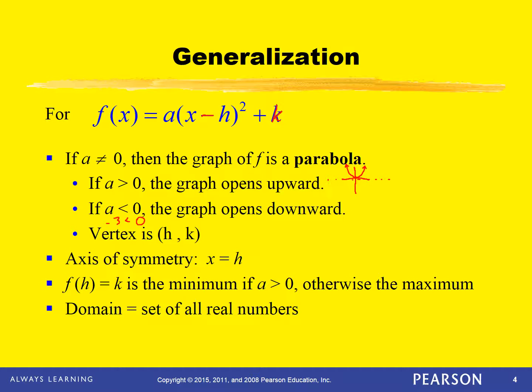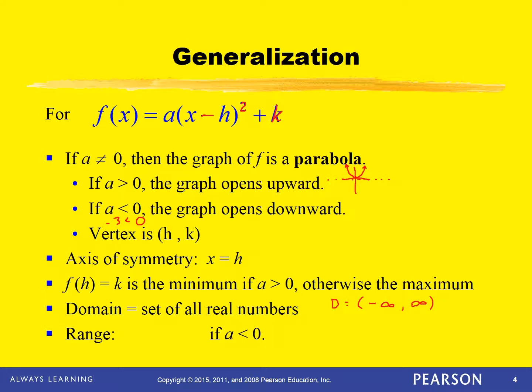The domain for a quadratic function is always the set of all real numbers. So you see the 2 right there, you know you've got a quadratic function, and that tells you automatically the domain is, in interval notation, -infinity to infinity, the set of all real numbers.